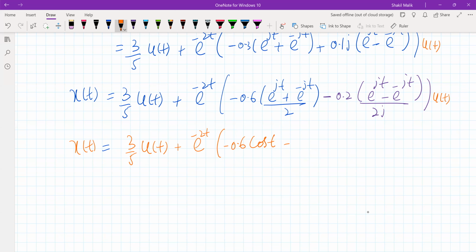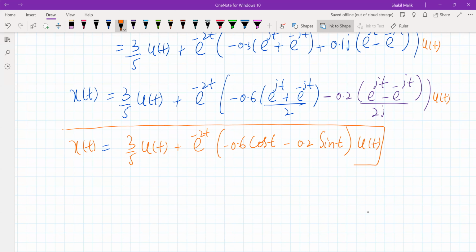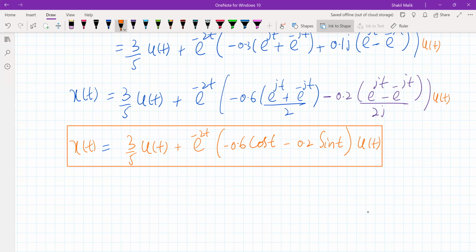And this is minus 0.2 times e to the power of j theta minus e to the power of minus j theta divided by 2j, which is simply sine theta. Sine theta is simply sine t. So this is x of t. This is when the two roots of the quadratic term are complex. So this is a very, very important case, right?